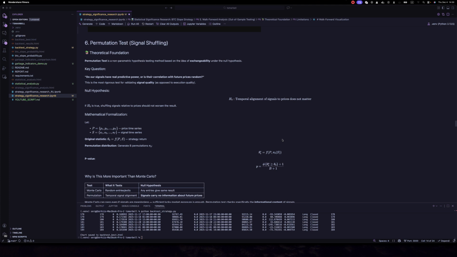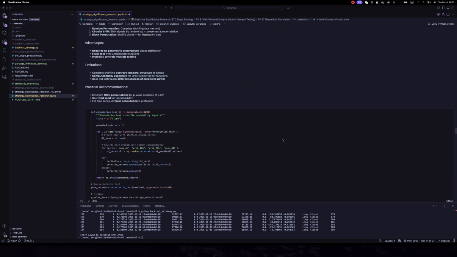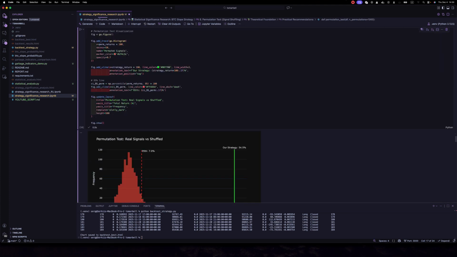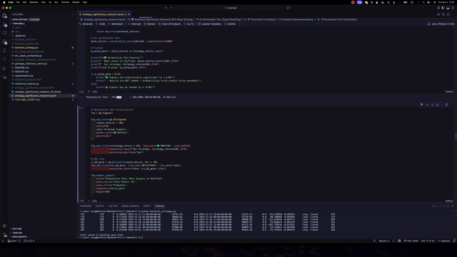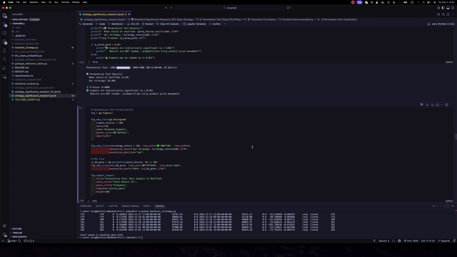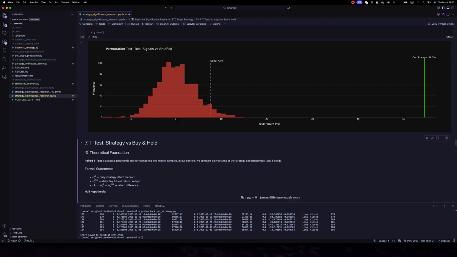Test number 4. Permutation test. The question: does the signal actually have prediction power? I shuffle the indicator signals randomly 10,000 times and compare the results. What are the results? The original strategy massively outperforms shuffled signals, p-value less than 0.001. This proves the signals aren't just noise. They contain real information about future price movement.